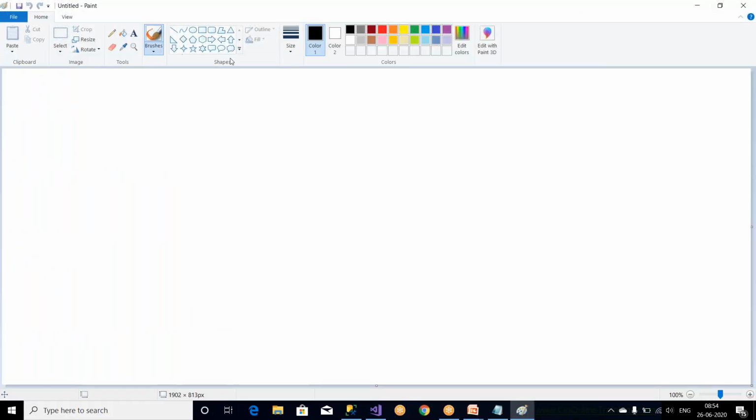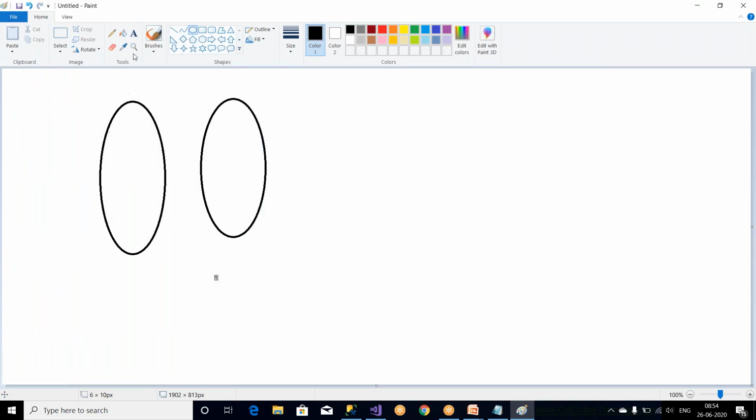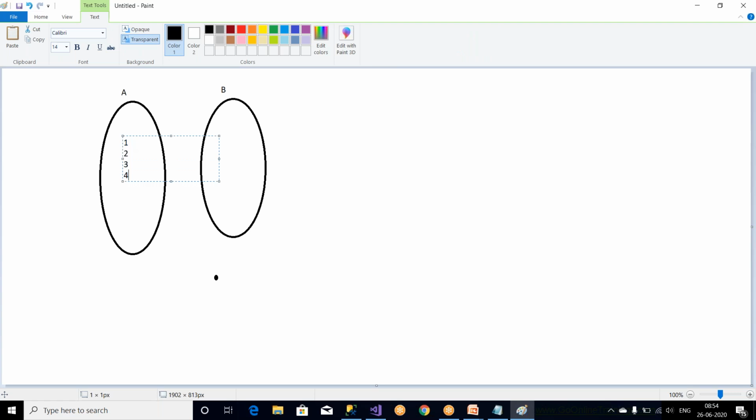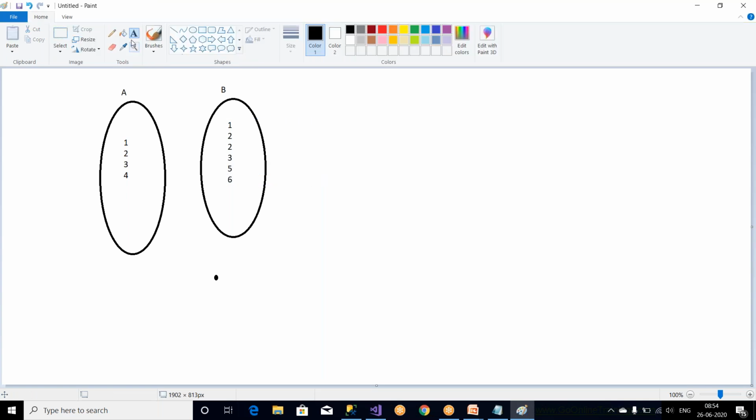You already know what inner join and outer join are, but for people who do not know, I'm explaining. I have data set A and data set B. You can say table A and table B. I have some data here and some data here. What are the matching data? 1 and 1 is matching, 2 and 2 is matching, 2 and 2 is matching, and 3 and 3 is matching. 4 doesn't have any matching data. 5 and 6 also don't have any matching data.